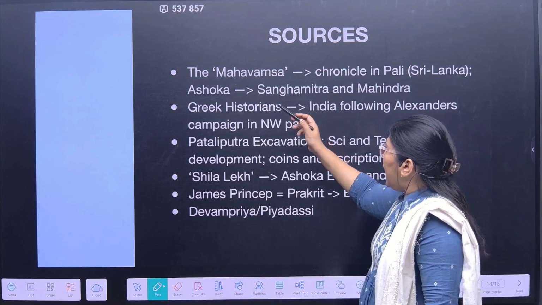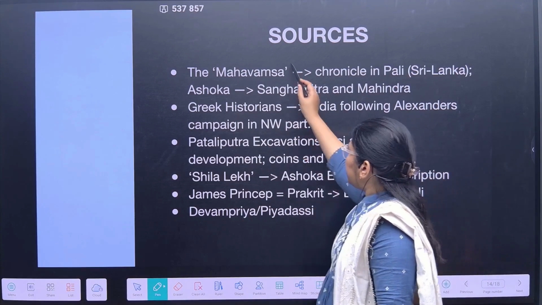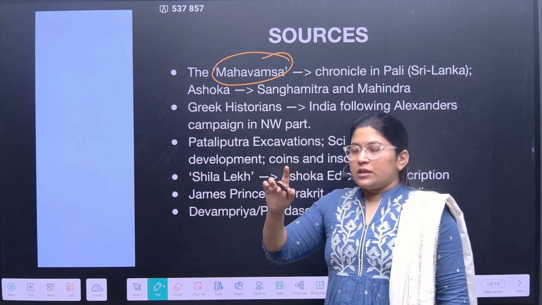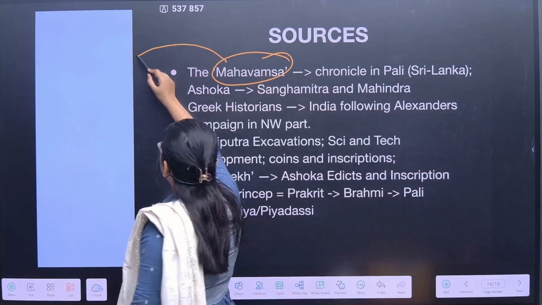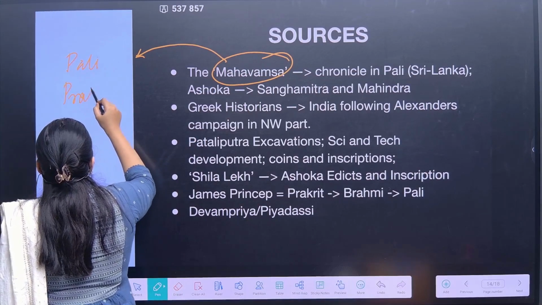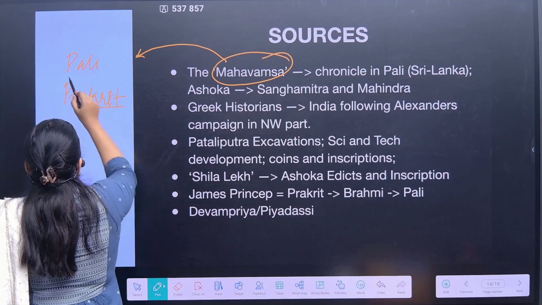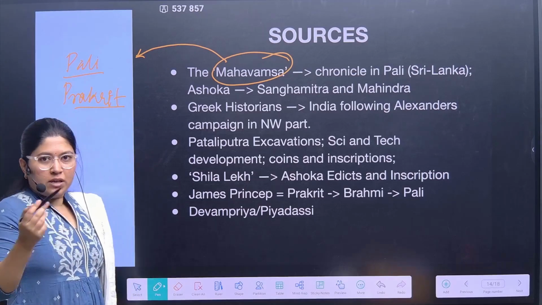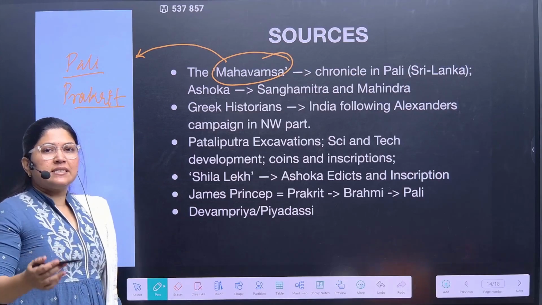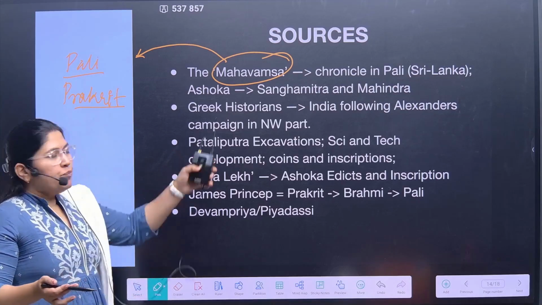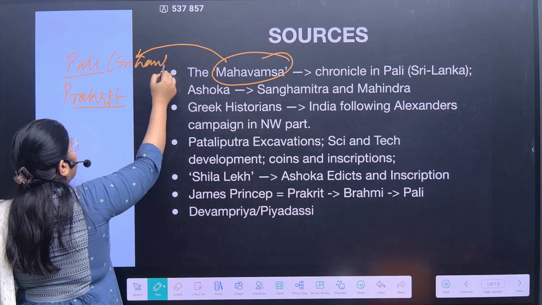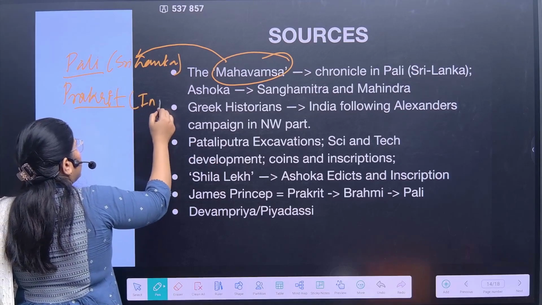Now the Mahavamsa is a text written in the Pali language. Why have I noted this point? Because during that time it was the Pali language and the Prakrit language which would be evident in the education system as well as social communication. So the Mahavamsa is the text which discusses n number of stories in Pali. Now Pali was majorly followed in Sri Lanka, and Prakrit was in the Indian subcontinent.